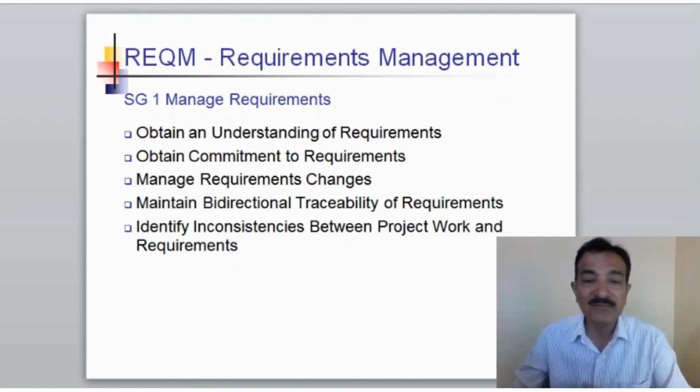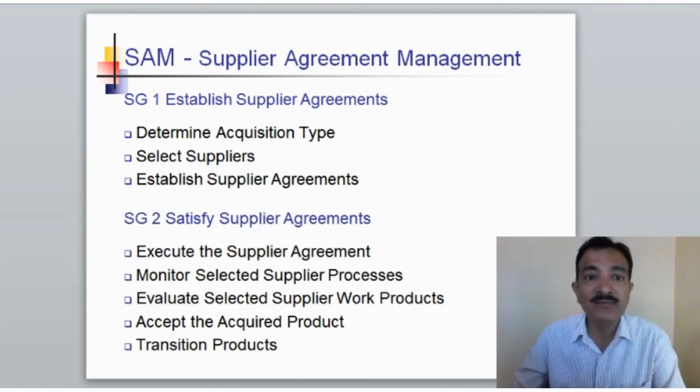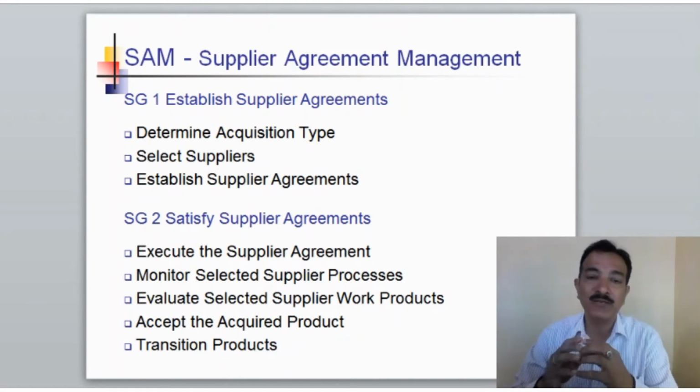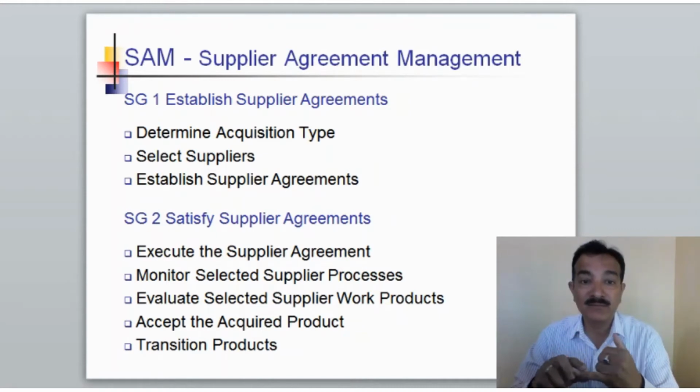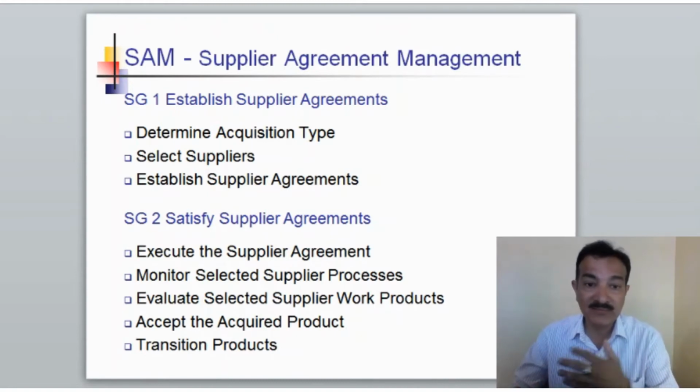So this is requirement management. The next process is supplier agreement management, SAM. Supplier agreement management is where you have established supplier agreements, the specific goal: satisfy supplier agreements, the specific goal 2.